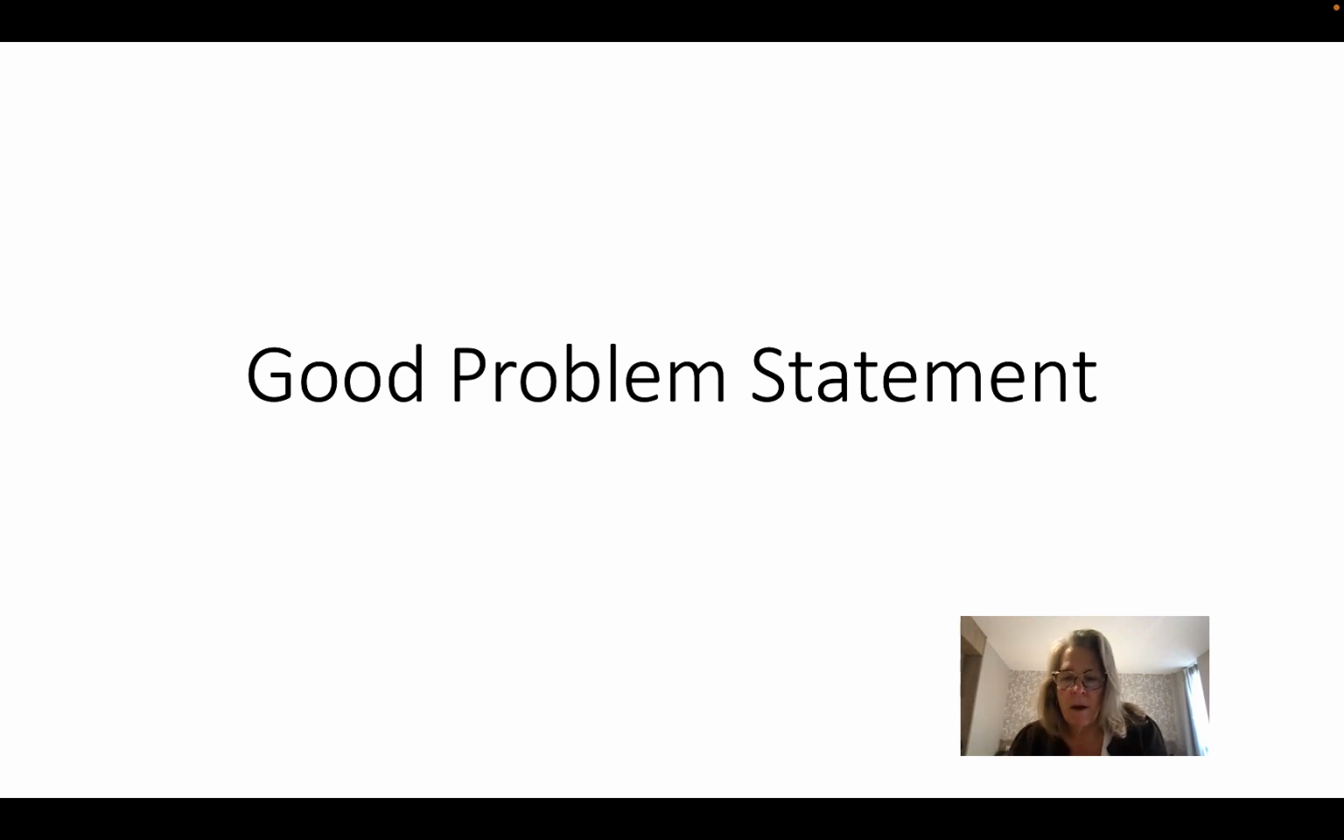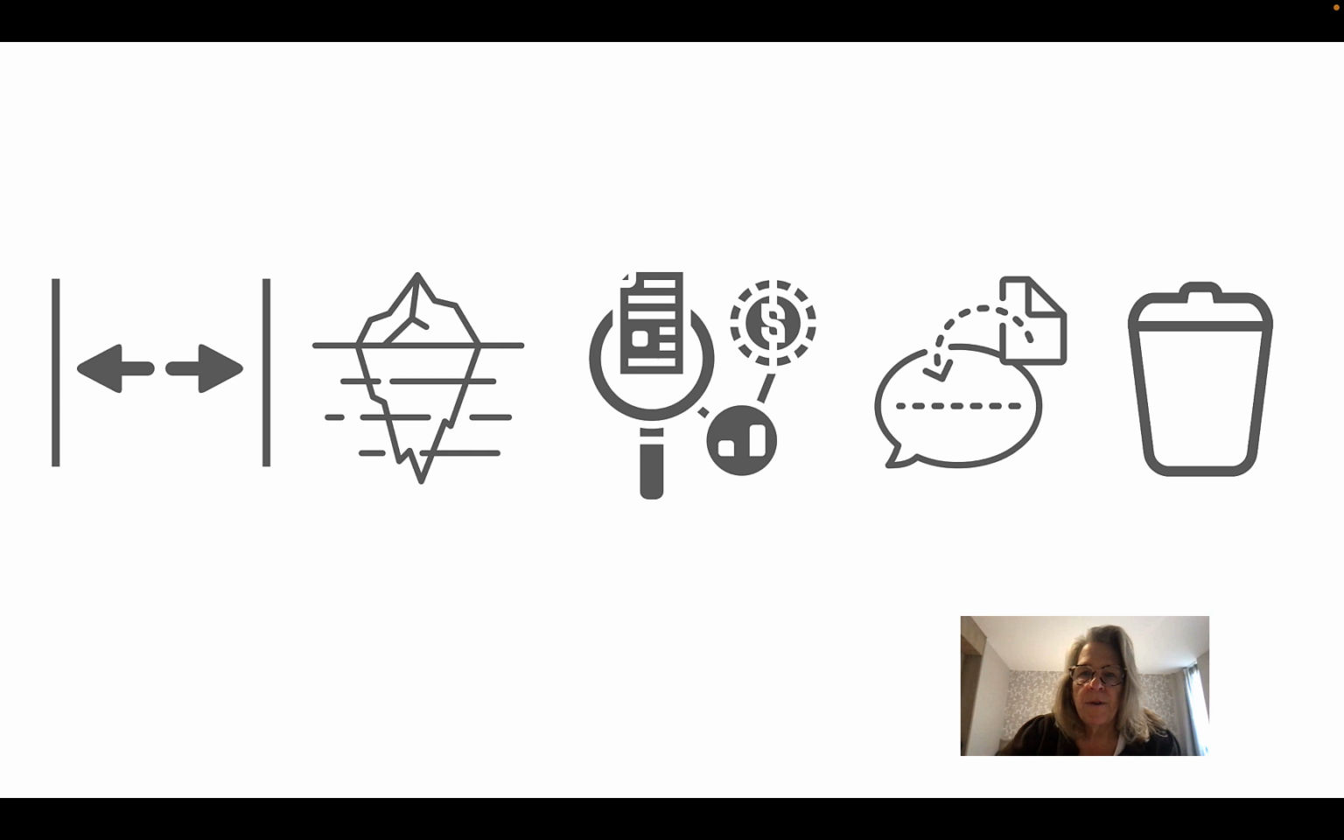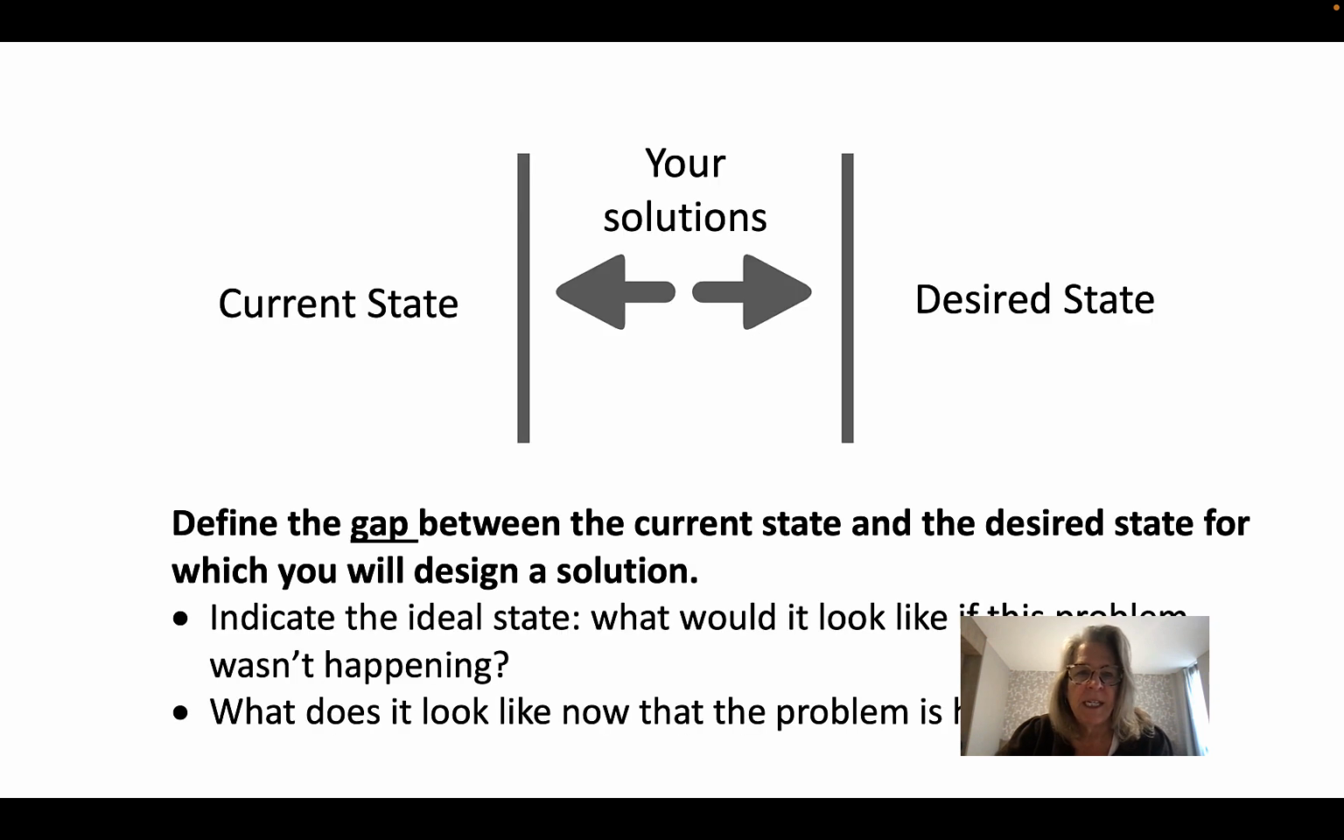Hi, this is a video on writing a good problem statement. So we're going to cover these 5 elements of the problem statement: describing the gap between the desired state and the current state, looking at root causes in the problem statement and how to analyze that, metrics in the problem statement, making sure you include certain things in the problem statement, and making sure you don't say some things in the problem statement. So we're going to go through these in a little bit of detail.